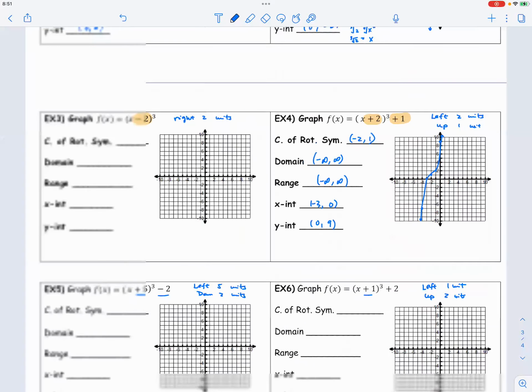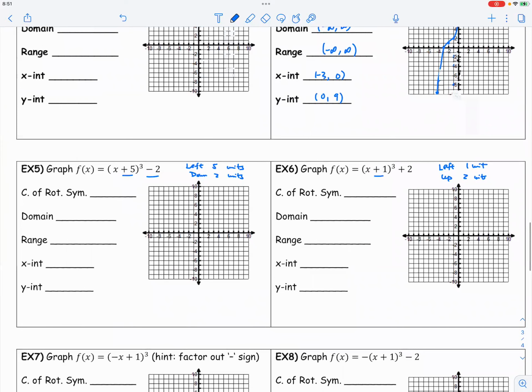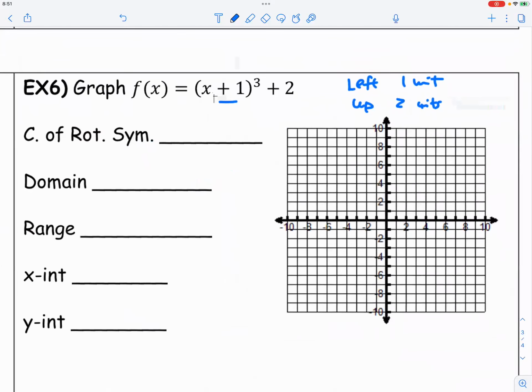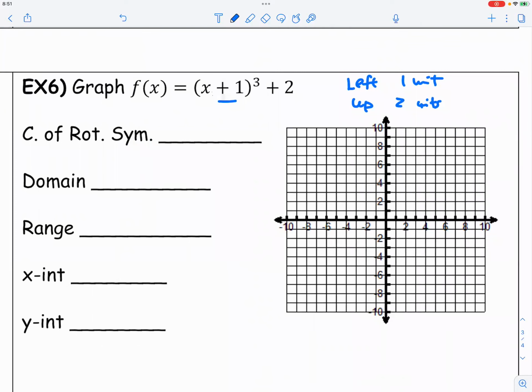And then the next one I would like to go ahead and try out is number 6. So we go left 1 unit and up 2 units. So that means our new point of center of rotational symmetry will be at -1, 2. We will do our shortcut right here. I hope you don't find this too difficult.